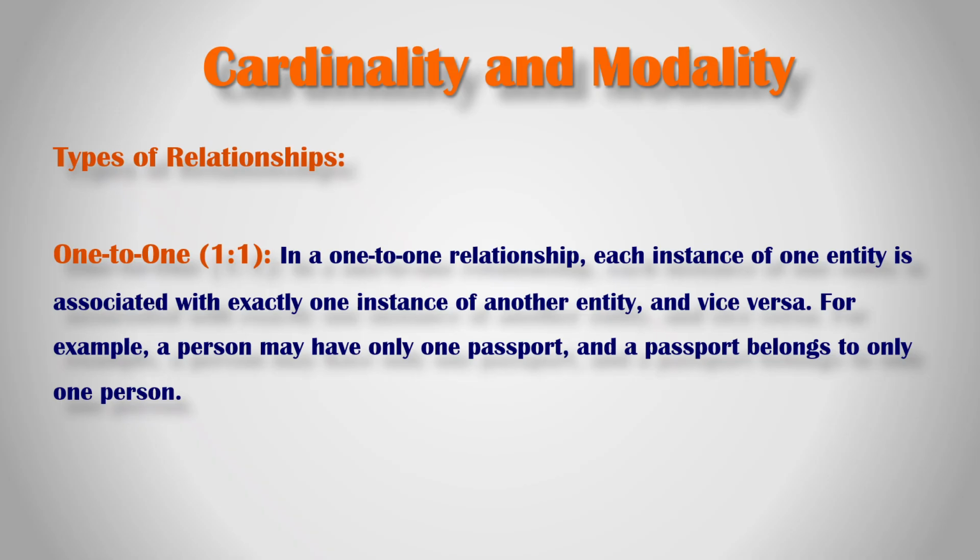Types of relationships: one-to-one. In a one-to-one relationship, each instance of one entity is associated with exactly one instance of another entity, and vice versa. For example, a person may have only one passport, and a passport belongs to only one person.